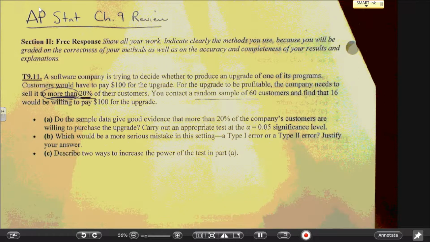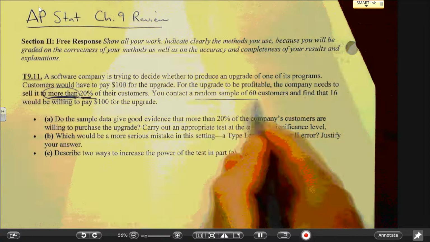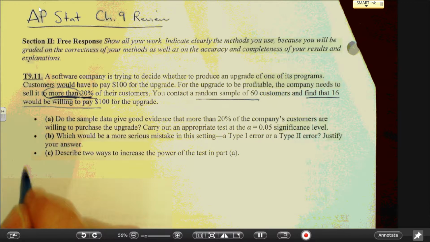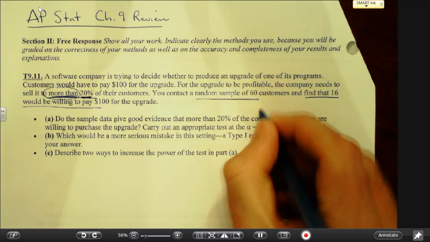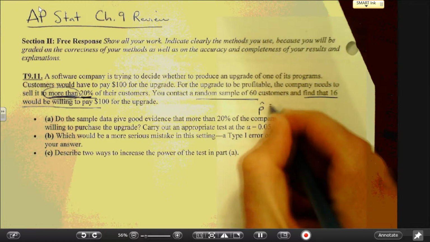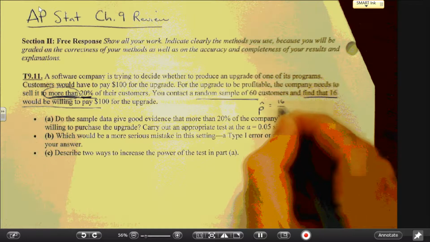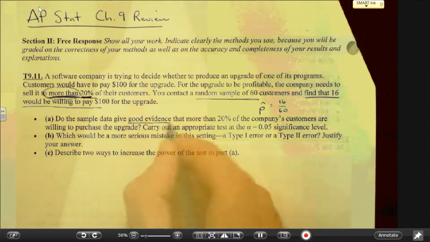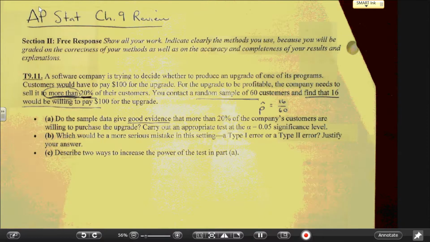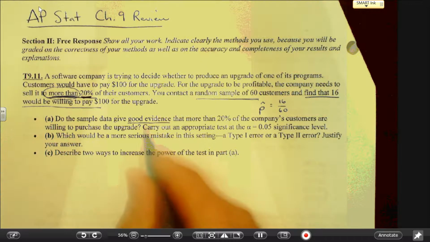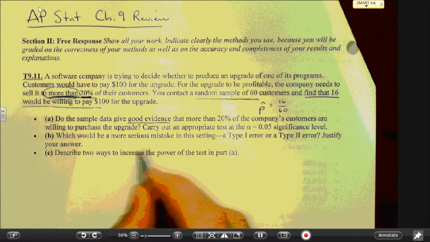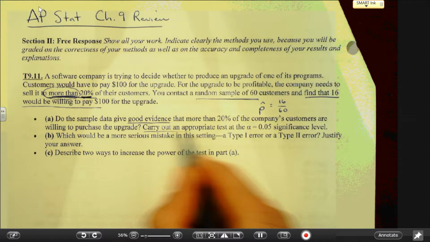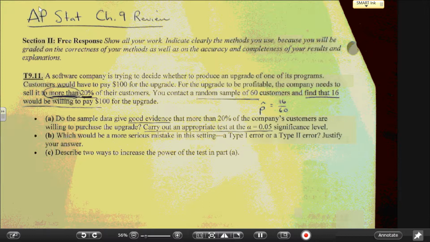We have a random sample of 60, and it says they find that 16 would be willing to pay. Well, that's going to give us some information about our p-hat. Our p-hat is going to be 16 out of 60. All right, so the first question says, do the sample provide good evidence? That's the same thing as saying convincing evidence, significant evidence, etc. That tells us we're going to be doing a significance test. Obviously, it also gives us even that further information right here, telling us to use 5% significance level.